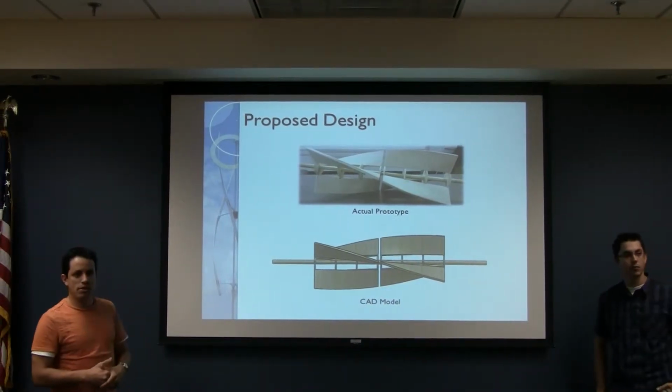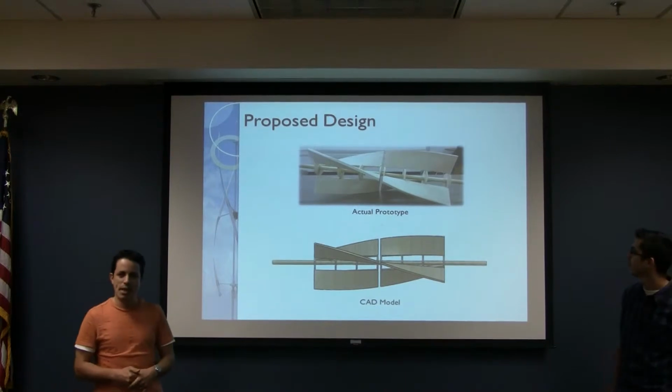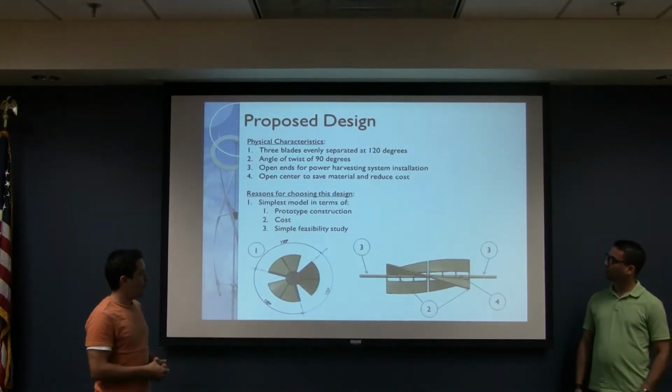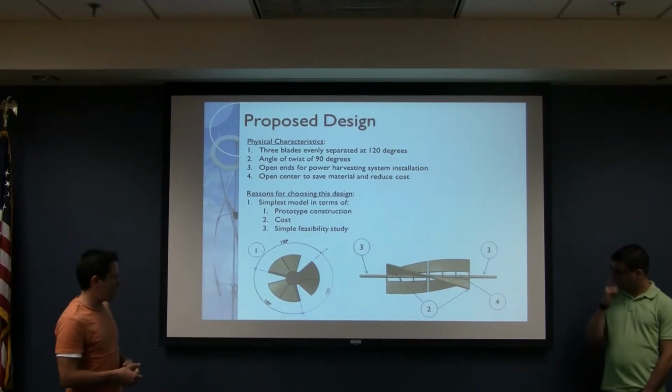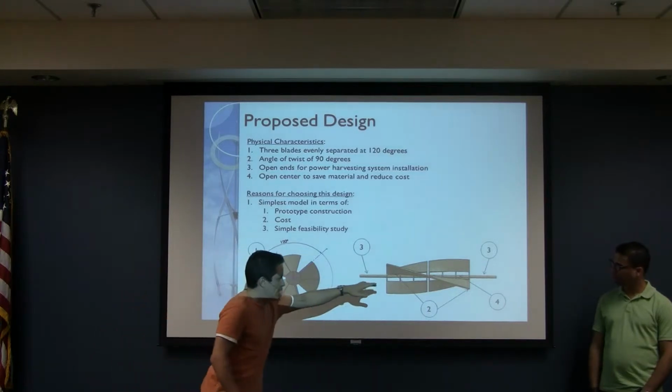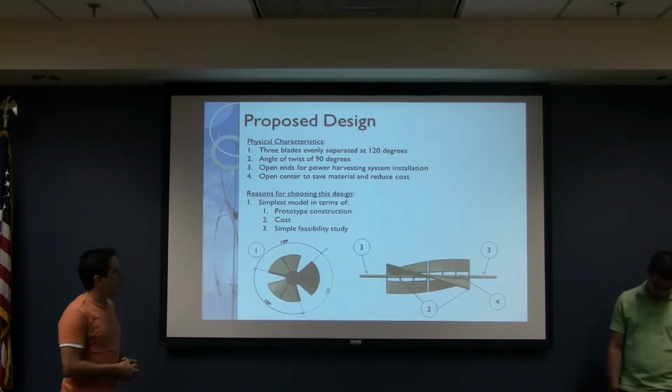These are a couple of pictures. The first one on the top is the prototype that has already been built, and the one on the bottom is the CAD model of it. Just some basic dimensions: we have 3 blades, we have an angle twist of 90 degrees, and we left some space in the middle to save material and cost.